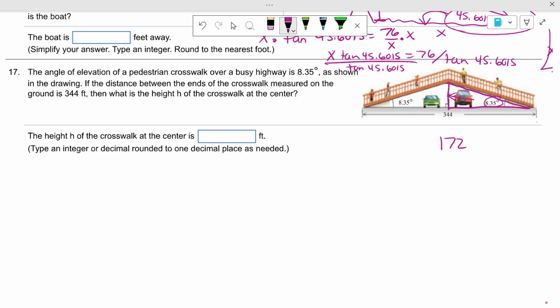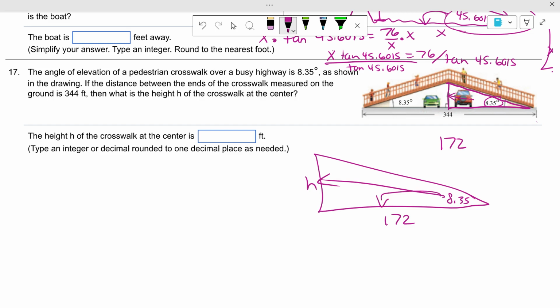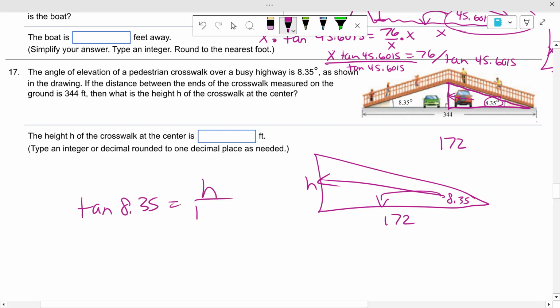If I want to find the height, I have opposite, I have adjacent. Because what's going on here is this is 8.35. This is 172. I want to find the height. Opposite, adjacent is what trig function? Tangent. SOHCAHTOA. Sine is opposite and hypotenuse. Cosine is adjacent hypotenuse. Tangent is opposite adjacent. So tangent of 8.35 equals my opposite side h over my adjacent side 172. To get h alone, I multiply by 172. What does h equal?